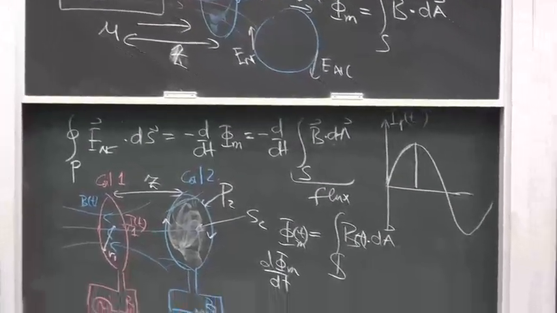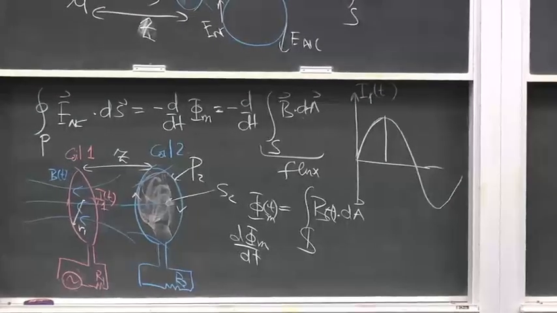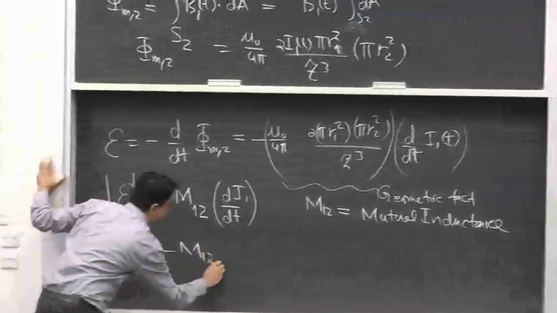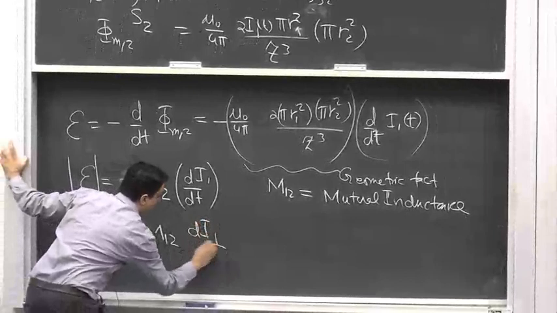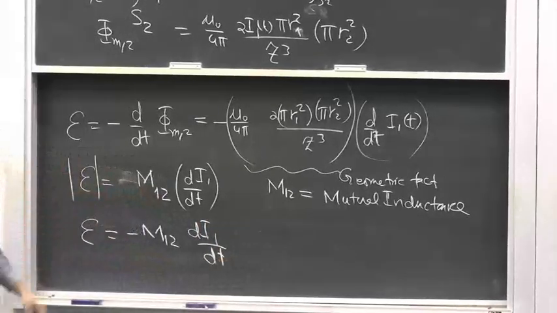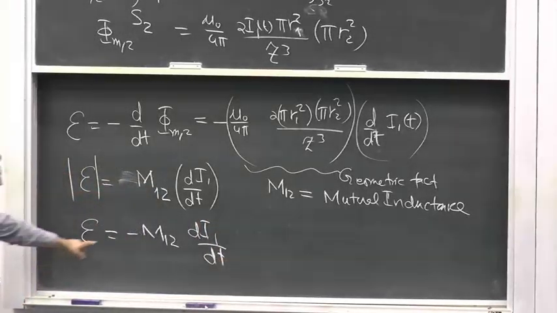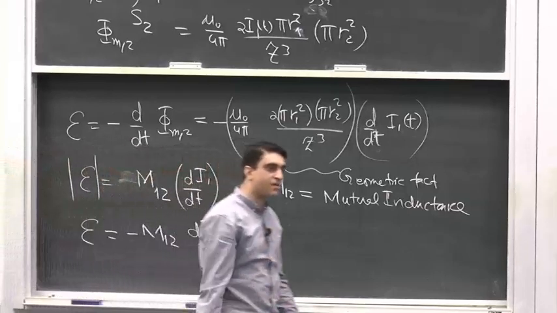So if I put the direction in this whole thing, what I get is minus M12 dI1 by dt, and this is my total expression for this. Take care of the minus sign.